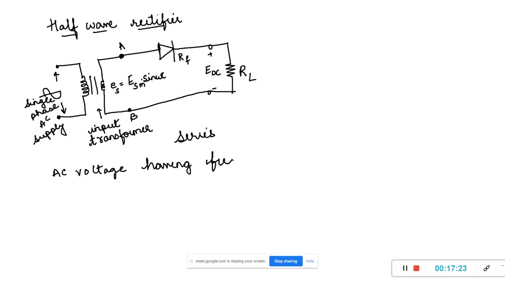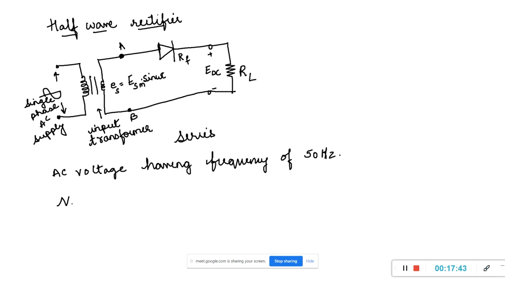The AC supply has a frequency of 50 Hertz. So this transformer decides the peak value of the secondary voltage.